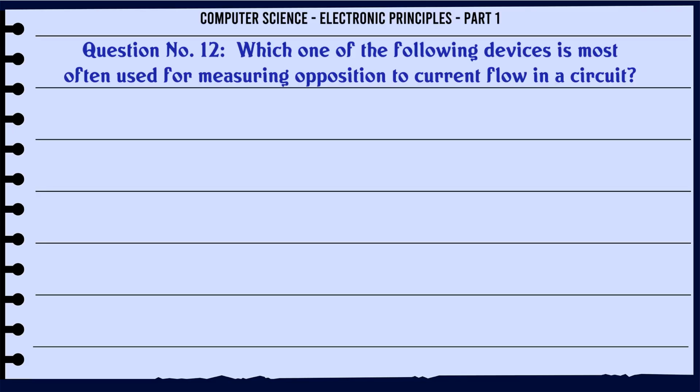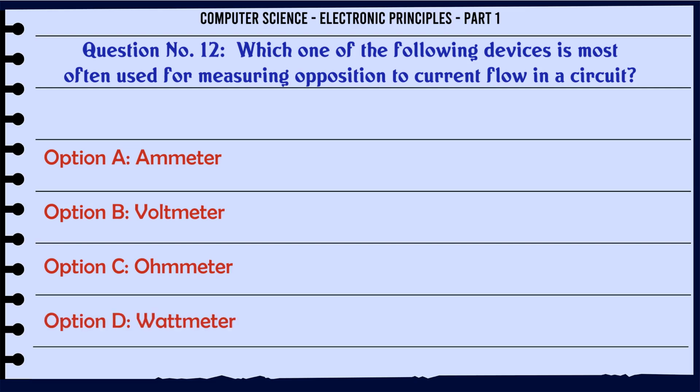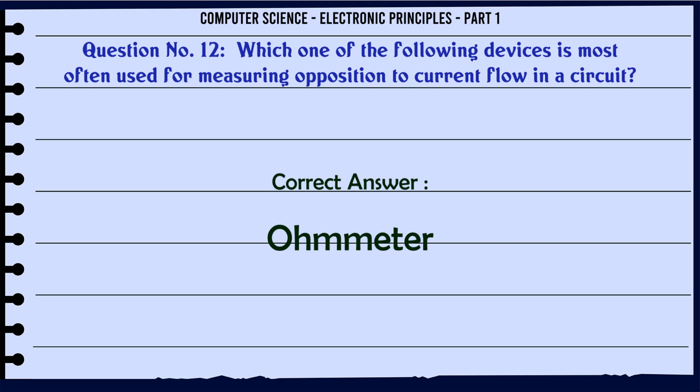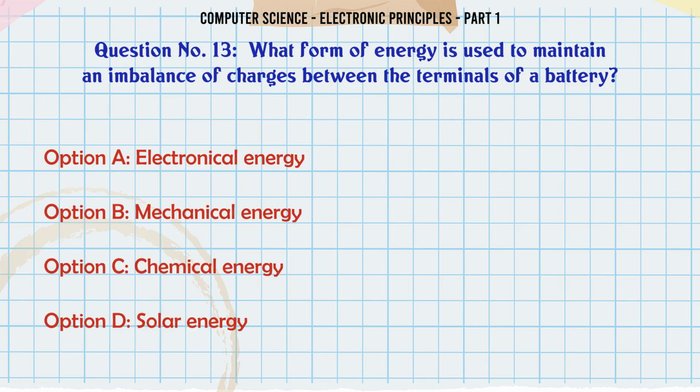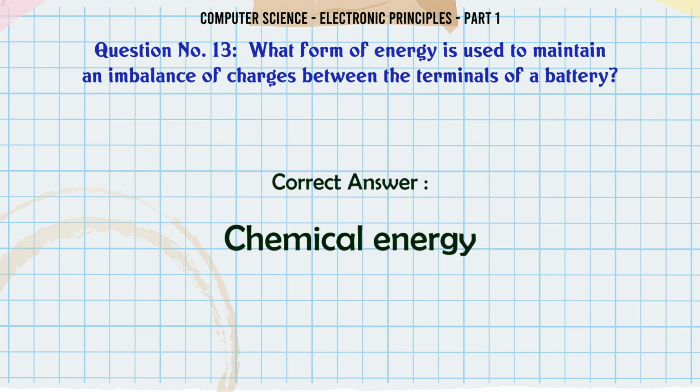Which one of the following devices is most often used for measuring opposition to current flow in a circuit? A. ammeter, B. voltmeter, C. ohmmeter, D. wattmeter. The correct answer is ohmmeter. What form of energy is used to maintain an imbalance of charges between the terminals of a battery? A. electronical energy, B. mechanical energy, C. chemical energy, D. solar energy. The correct answer is chemical energy.